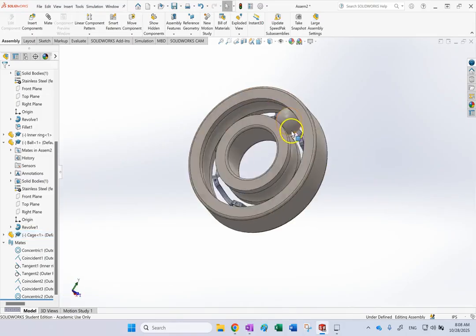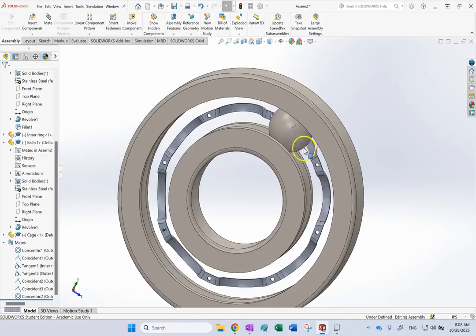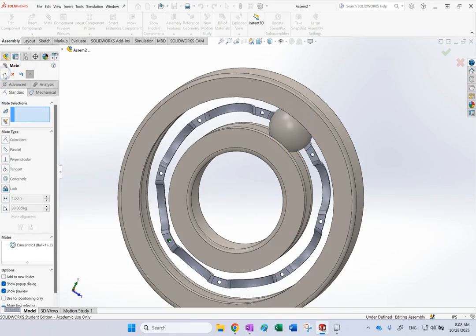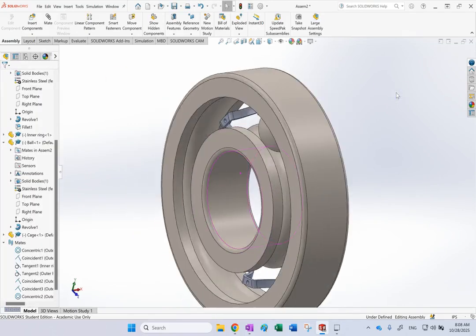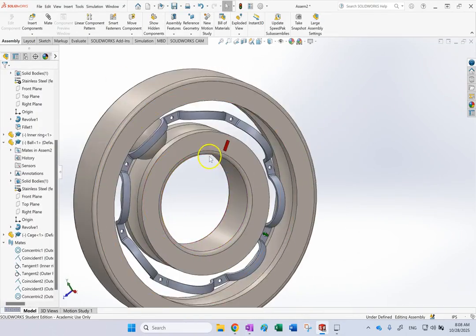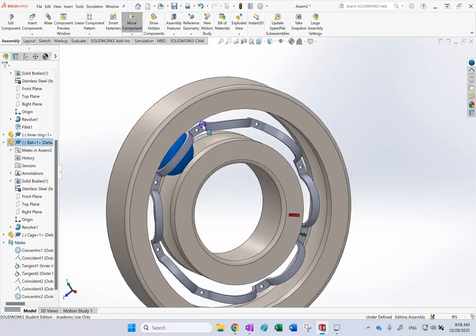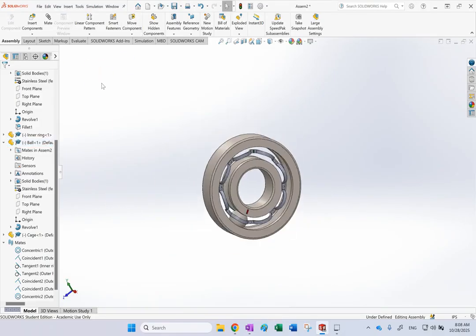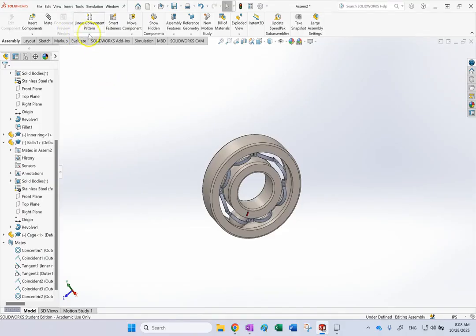Now you need to put it in contact with the ball. So I pick this surface, I pick the ball surface, and I make them concentric as well because they are both spherical. Now they are exactly assembled, and you see that if I move the ball, everything does move with it. So now I just do a pattern.